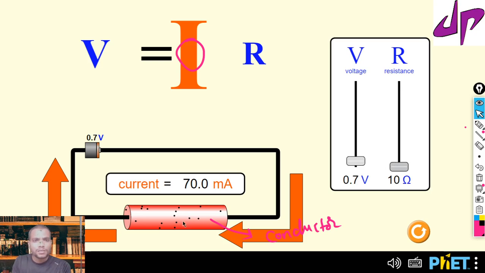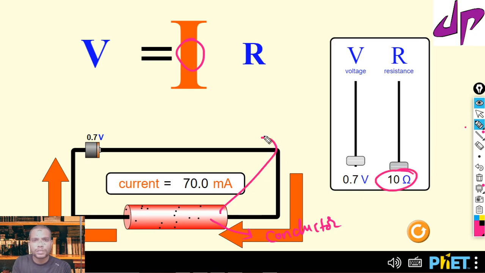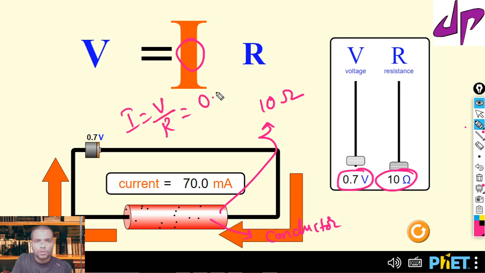If this conductor has a resistance of 10 ohm, and we apply a 0.7 volt potential difference, we can calculate the current: I equals V upon R, V equals 0.7 volt upon 10. So that goes to 0.07 amperes. You can convert that to milli, so that goes to 70 milliamperes.